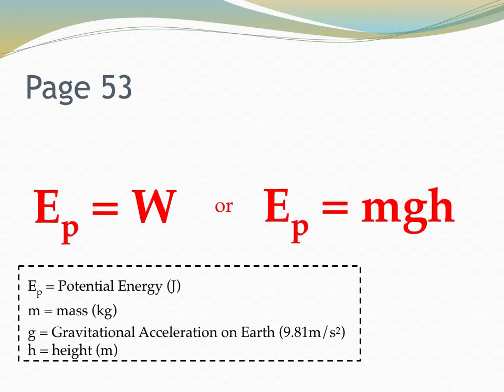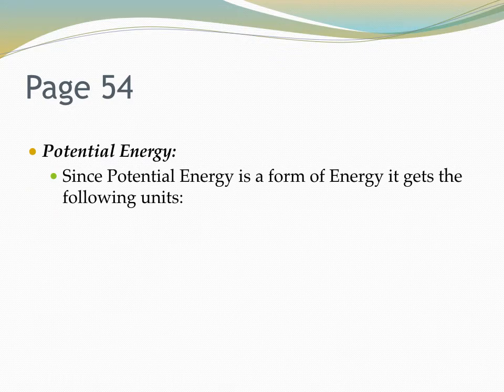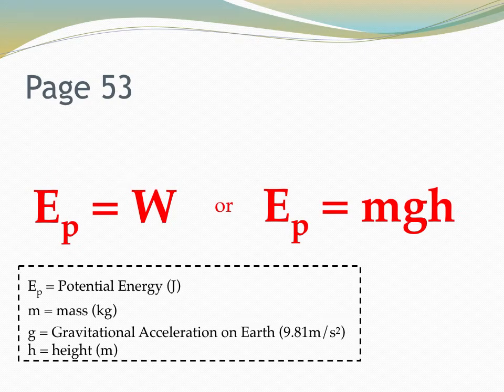Continuing on page 53, we'll see that EP, that's potential energy, is equal to our recent friend work, or EP equals mgh. That m is the mass in kilograms, g is gravitational acceleration on Earth, or 9.81 meters per second squared, and the h is height in meters. And of course, potential energy will be in joules. Please make sure you get this down in your booklet. Bottom of page 53.